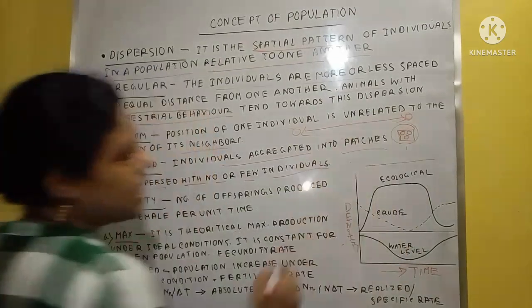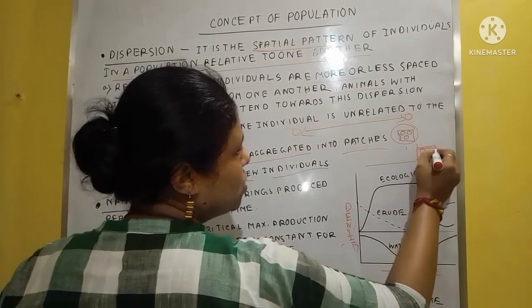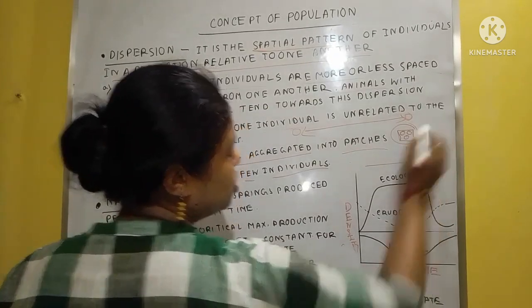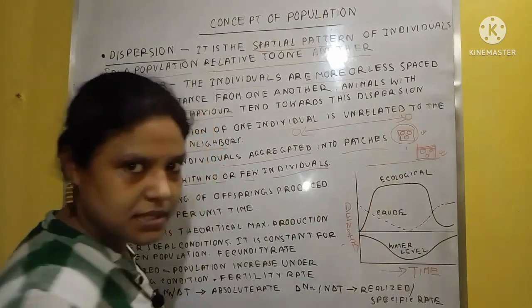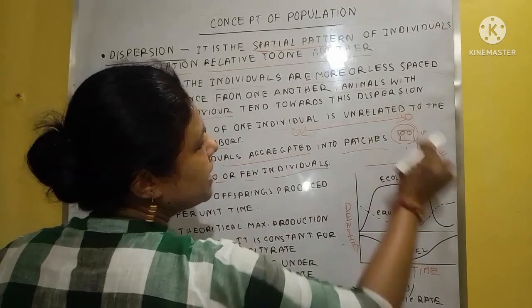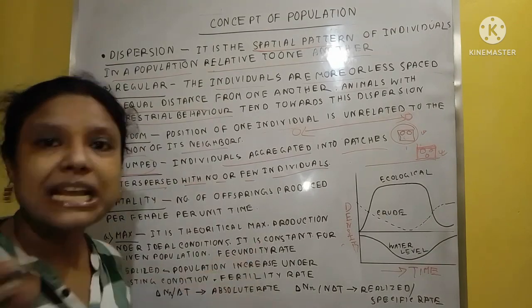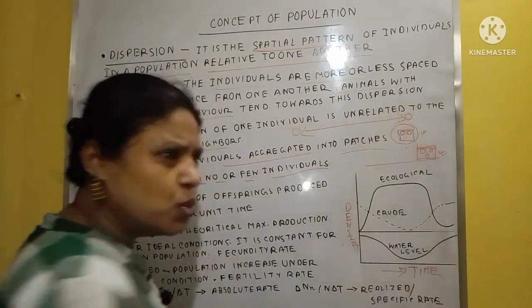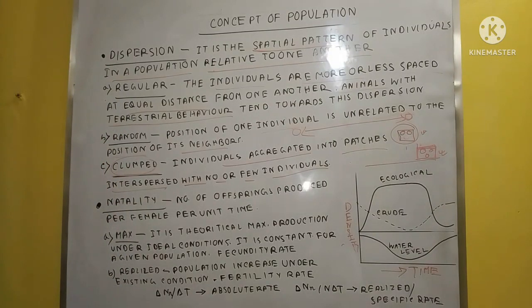This forms one patch, and suppose this is another unit area with 2 or 3 individuals. This is another patch. So individuals remain in the form of patches. If there are 2 individuals, or 3 individuals, it is totally dependent on the individuals, but they remain in the form of patches, not single. Either 2 or more than 5, more than 6, like that, patches or clumped. This is very common.